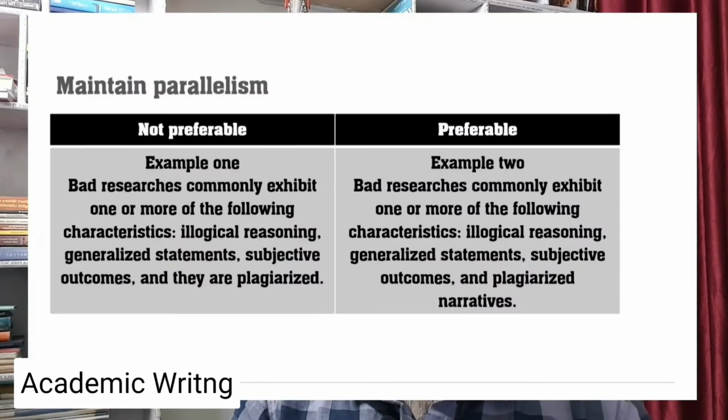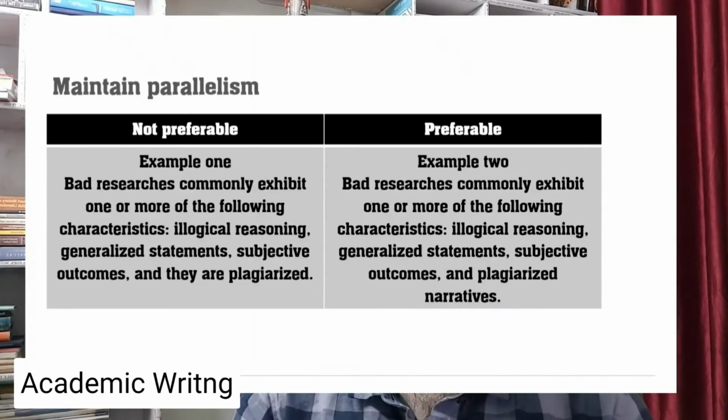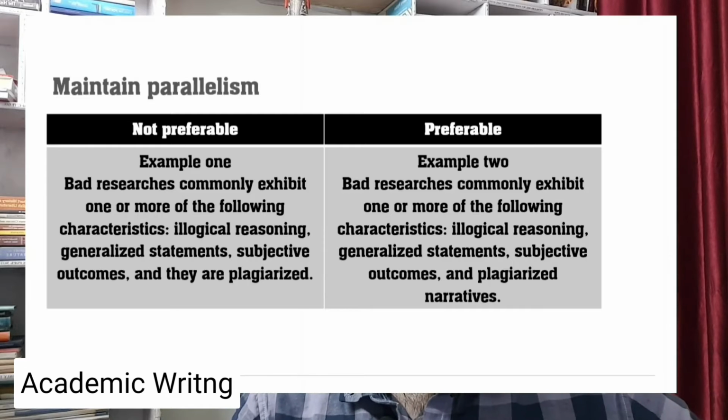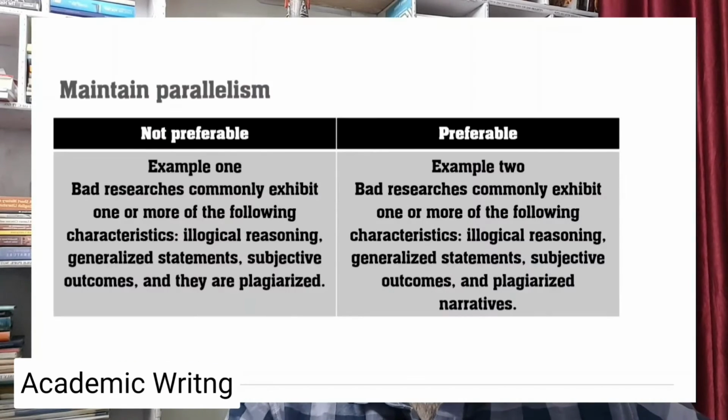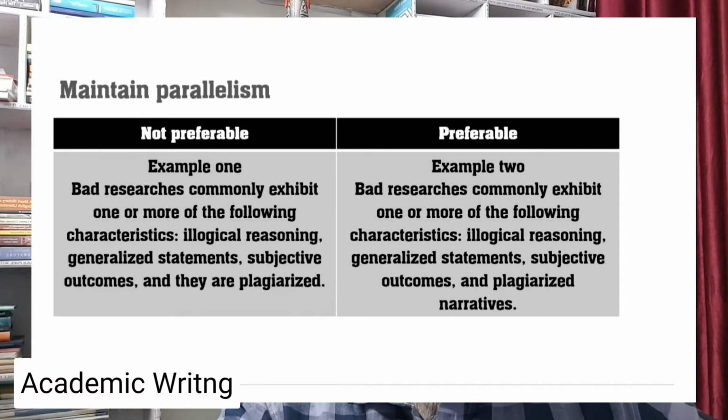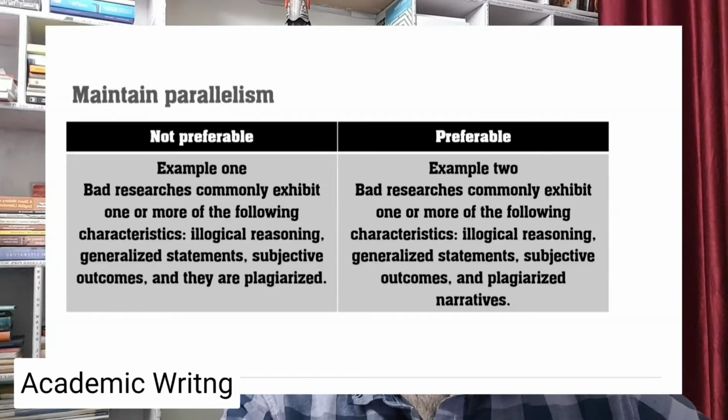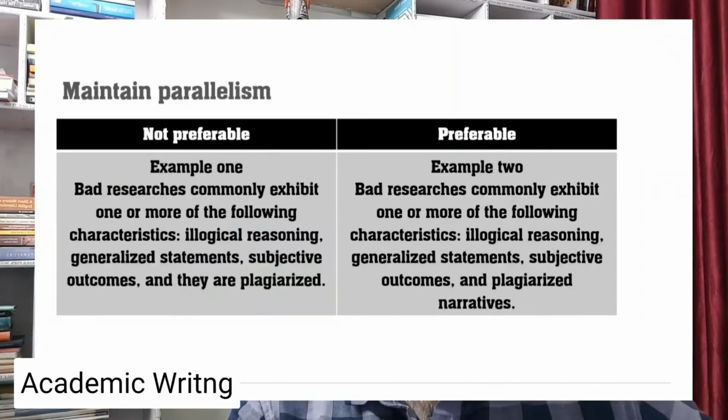Rule number 3, maintain parallelism. The coordinate conjunction "and" works like a balance. So when you connect words, phrases, and clauses with "and," they should be of similar type. Let's understand this with 2 examples. Example 1, "Bad researches commonly exhibit one or more of the following characteristics: illogical reasoning, generalized statements, subjective outcomes, and they are plagiarized." So how can we maintain parallelism?